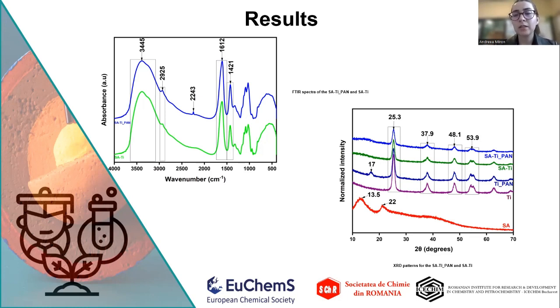XRD analysis reveals data about the crystallinity of the sample. We can see the peaks characteristic for anatase phase in titanium dioxide. And in the case of the composite, we can see the peak at a value of 17 degrees, characteristic for the polyacrylonitrile. In the case of alginate, we can see an amorphous structure.